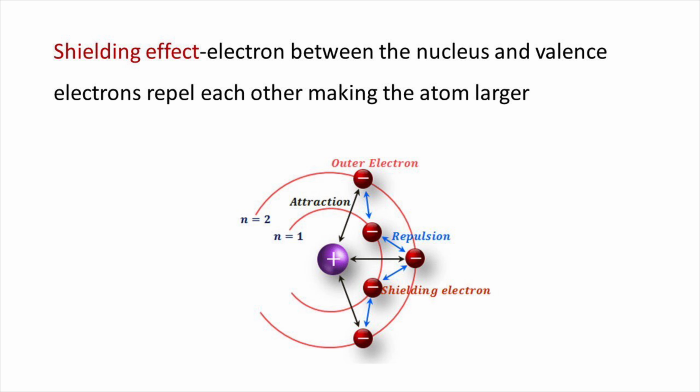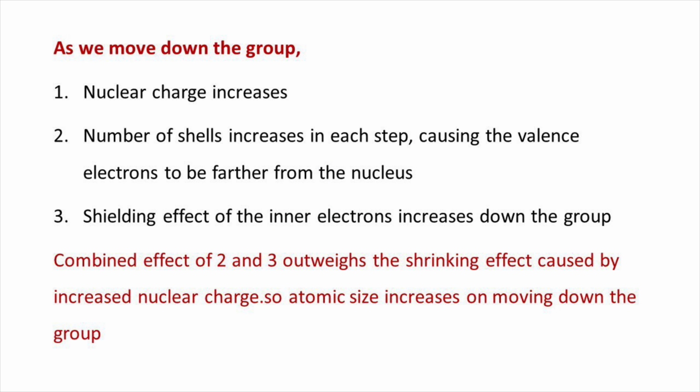We know as we move down the group, nuclear charge increases, and the number of shells increases in each step, causing the valence electron to be farther from the nucleus, and the shielding effect of the inner electrons increases down the group. The combined effect of increase in number of shells and shielding effect outweighs the shrinking effect caused by increased nuclear charge. So atomic size increases on moving down the group.